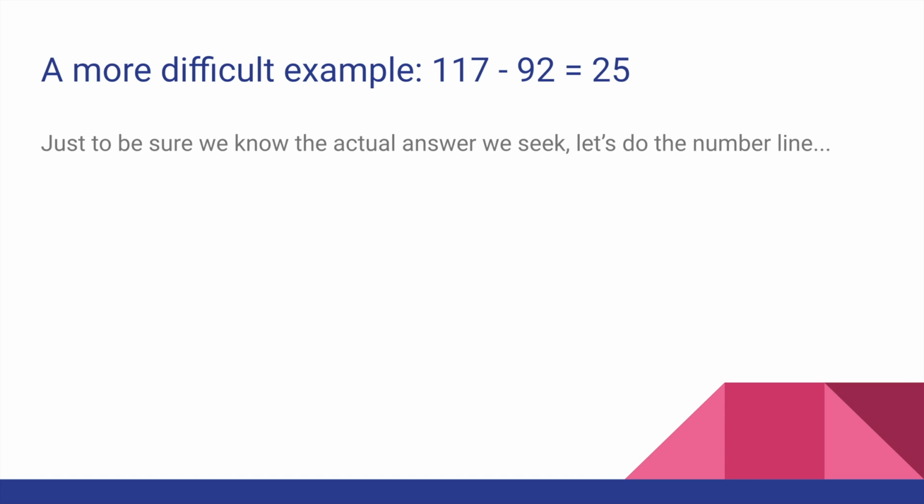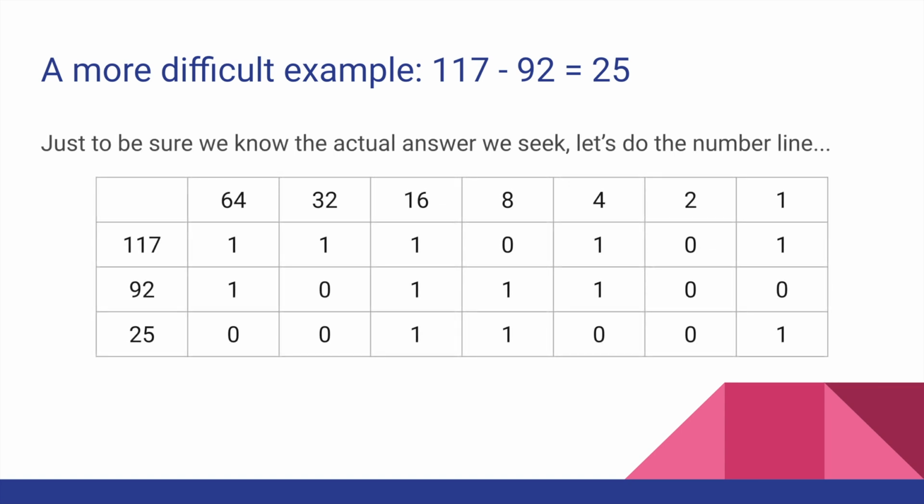Here is a more difficult example, 117 minus 92. So here we have the number line, just to make sure we know what we're doing. 117 minus 92 is 25. So here's my number line. 117 is 1, 1, 1, 0, 1, 0, 1. 92 is 1, 0, 1, 1, 1, 0, 0. And the answer we're looking for, 25, is 1, 1, 0, 0, 1. So these are the numbers we're looking for when we do our calculation.